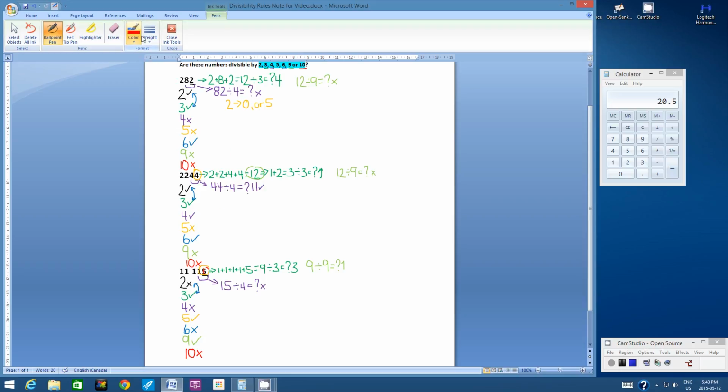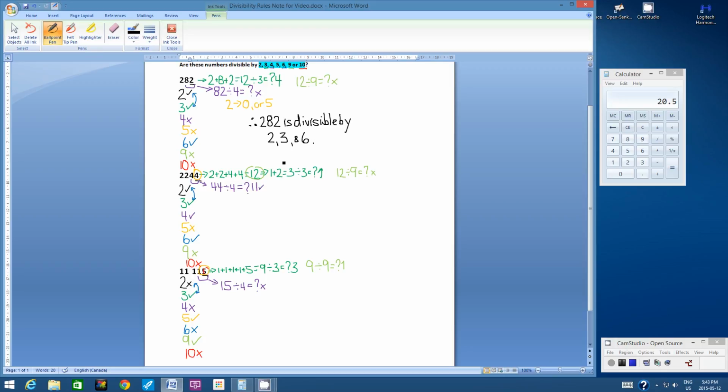If we were to write a therefore statement for each of these questions: therefore, 282 is divisible by 2, 3, and 6. There's a nice therefore statement for each of these questions.